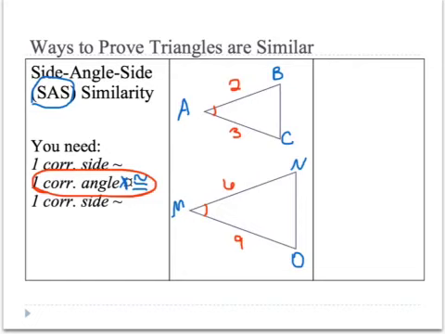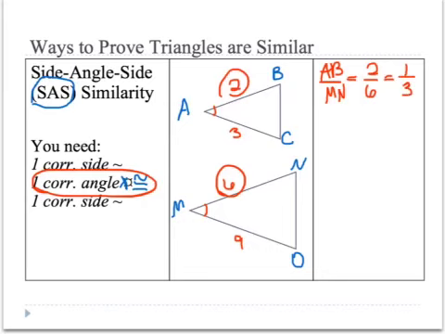Alright, now let's check to see if our sides are going to be proportional to each other. So I want to compare AB to MN. So that's 2 to 6. And we can simplify that. Both of those numbers are divisible by 2. And I get 1/3. I know that angle A is congruent to angle M. So there's my angle in between.